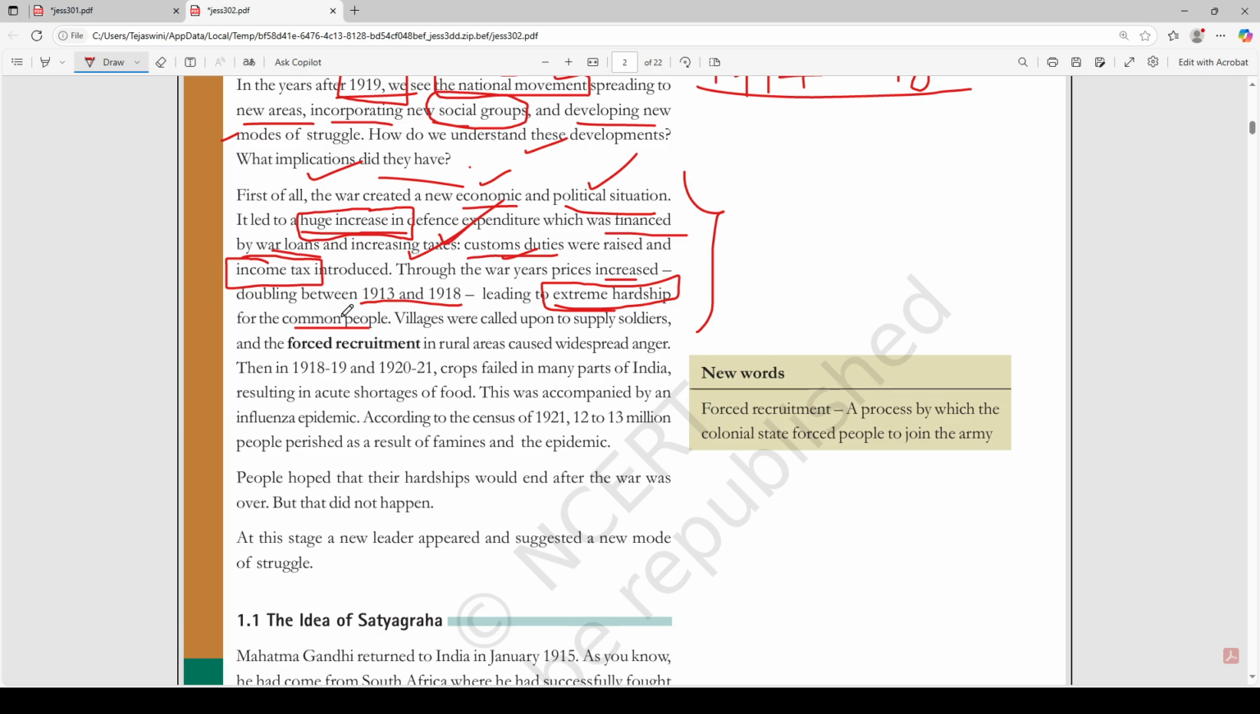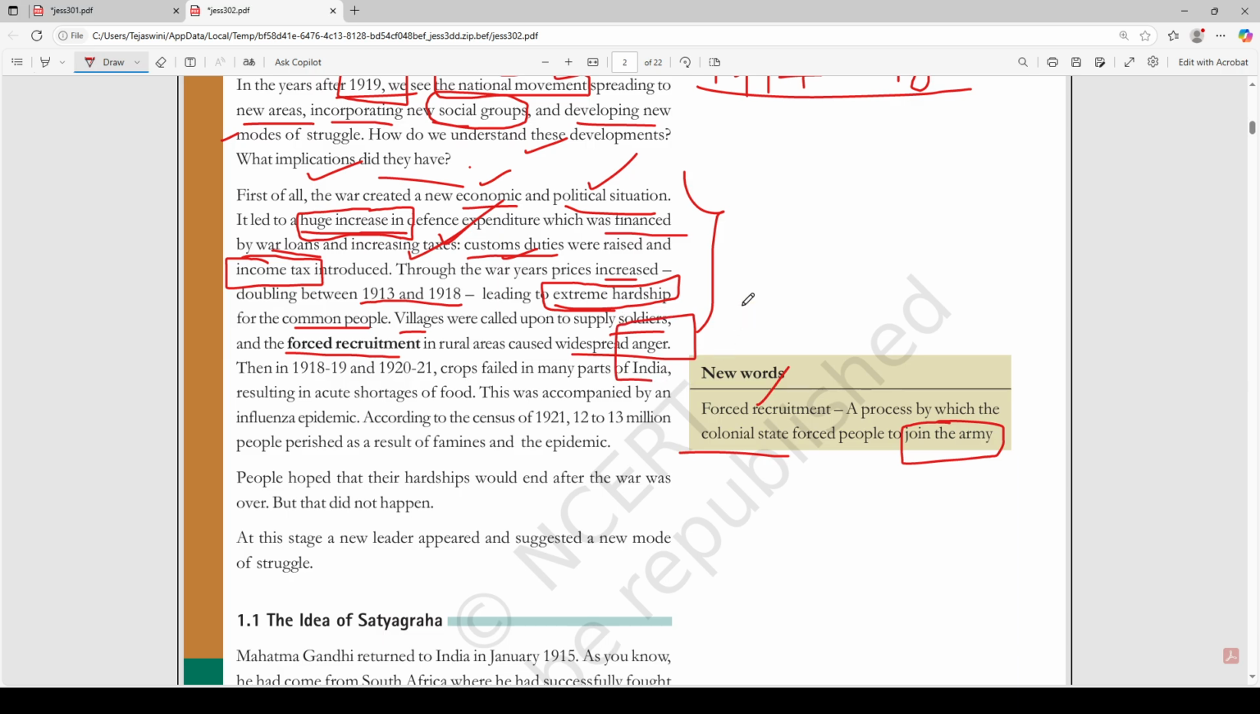So this is one kind of situation about the financial side. Now villagers, obviously, in the world war we need soldiers to fight. So the force requirement was there, villagers were called upon to supply soldiers, and they were recruited forcefully in the British army. Forced recruitment means a process by which the colonial state forced the people to join the army. Here the common people were bound to serve the British army. And these things made the common people angry.